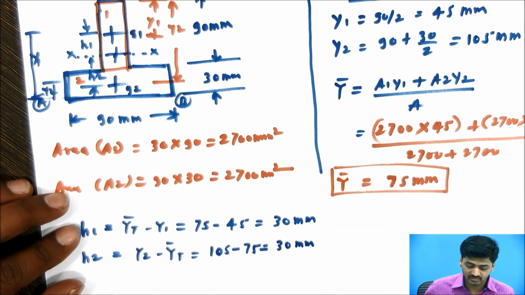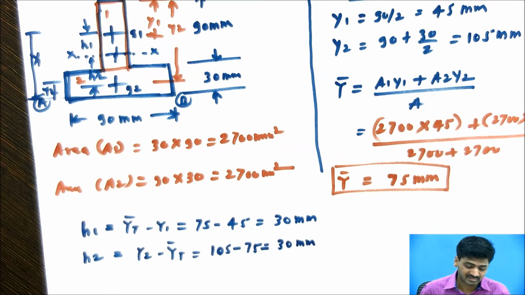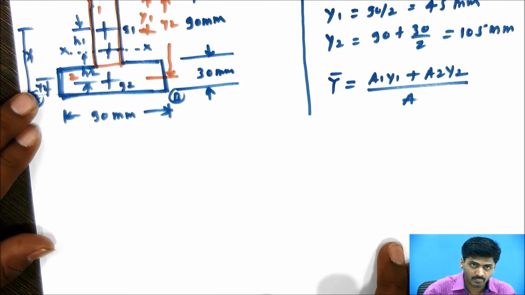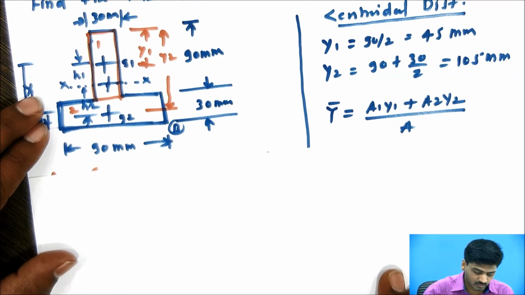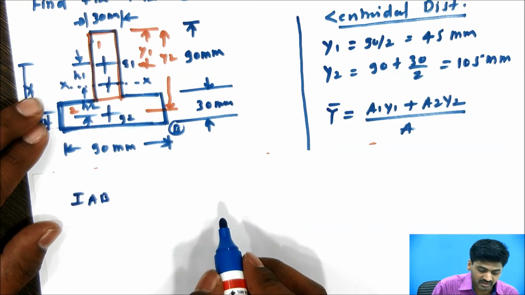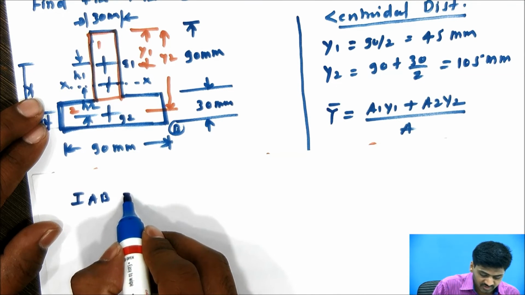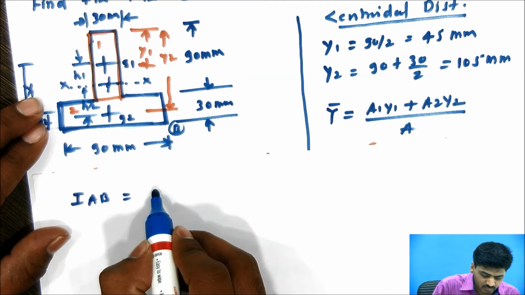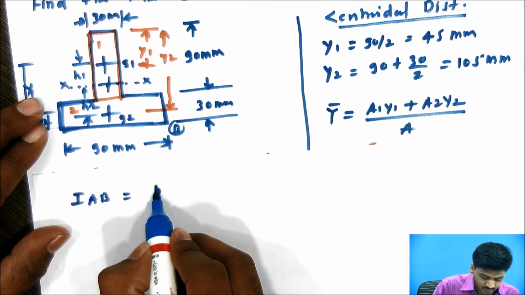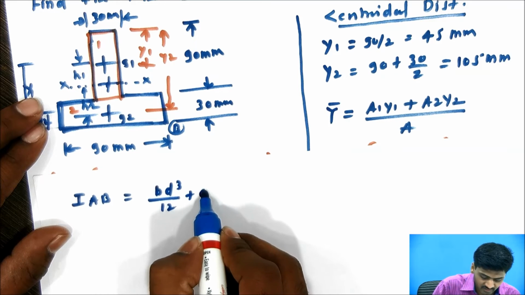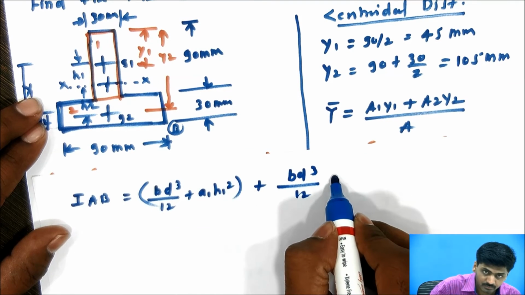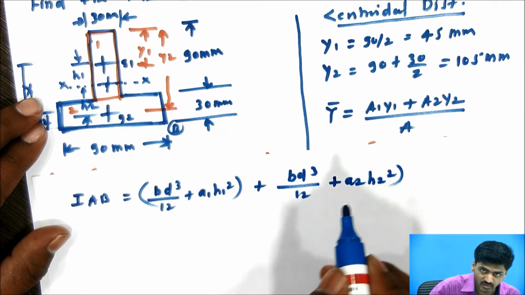Now you may calculate the moment of inertia along with AB. How to calculate it? So let's observe here. The geometries are same. Now how to calculate the moment of inertia? Moment of inertia of the AB axis of a T section is equal to moment of inertia of rectangle 1 plus moment of inertia of rectangle 2, that is BD cube by 12 plus A1 H1 square plus BD cube by 12 plus A2 H2 square.